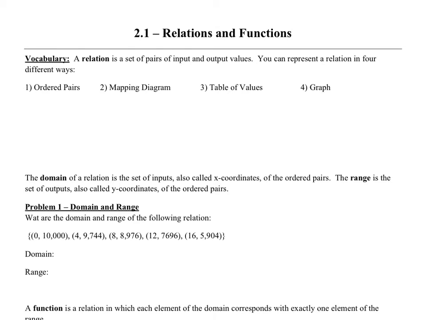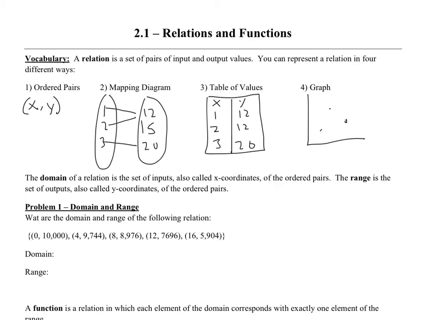Chapter 2, starting with relations and functions. So this chapter is all review, but it can be very long. A relation is a set of pairs of numbers that has input and output values, and they have some sort of relation with each other. You can represent this in 4 different ways.